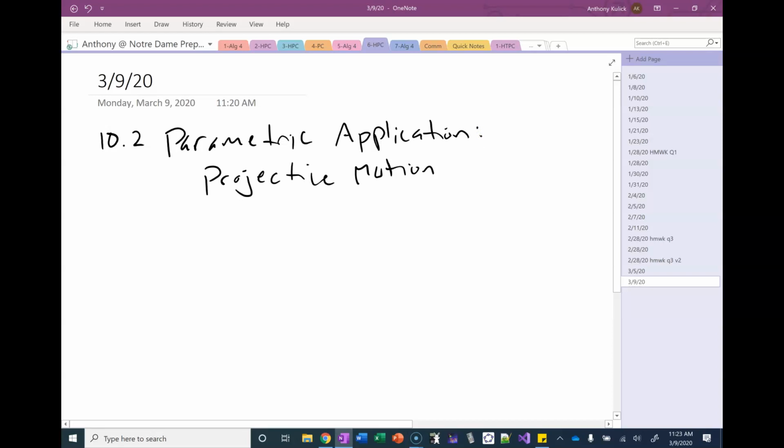All right. So today we're going to be talking about an application of parametric functions. That situation is called projectile motion.